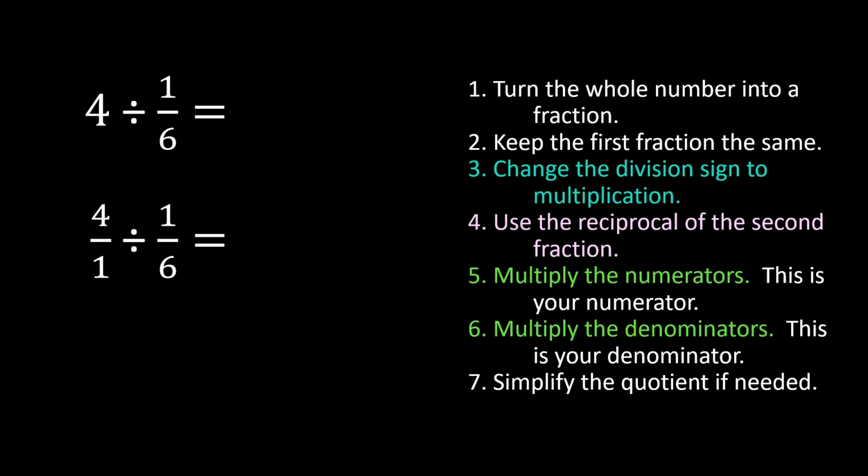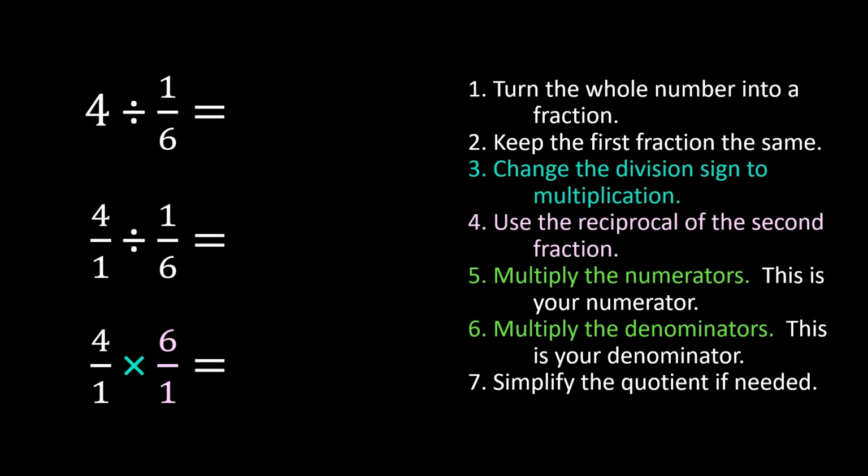Then we're on step 2 here. But step 2 is keep the first fraction exactly the same. And that's the same instructions as when you're dividing fractions, because that's what we have now. We have a fraction divided by a fraction. So I'm going to keep 4/1 exactly how it is. My first fraction stays exactly the same. I'm going to change my division sign to multiplication, and I'll be multiplying by the reciprocal of the second fraction. So instead of 1/6, the reciprocal is 6/1. So I'll be multiplying by 6/1.